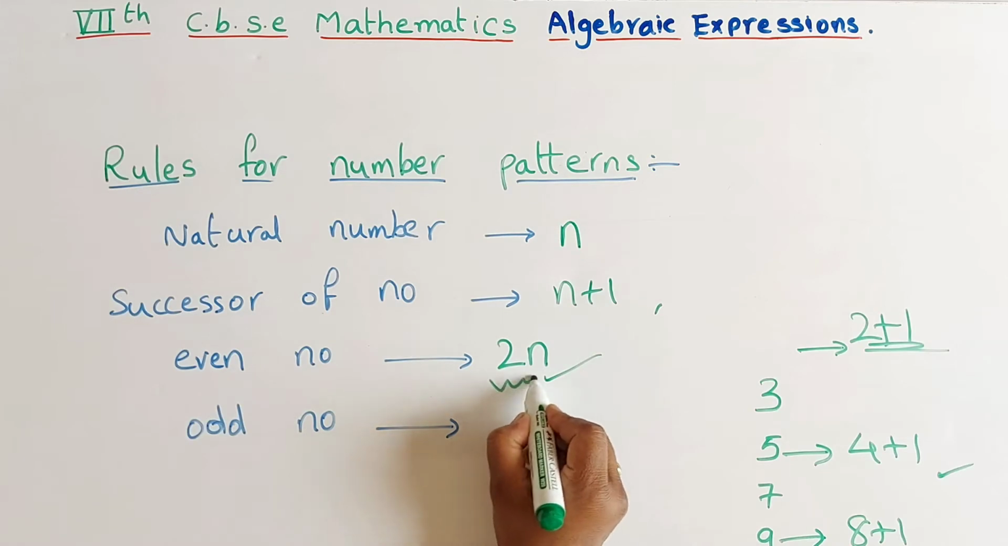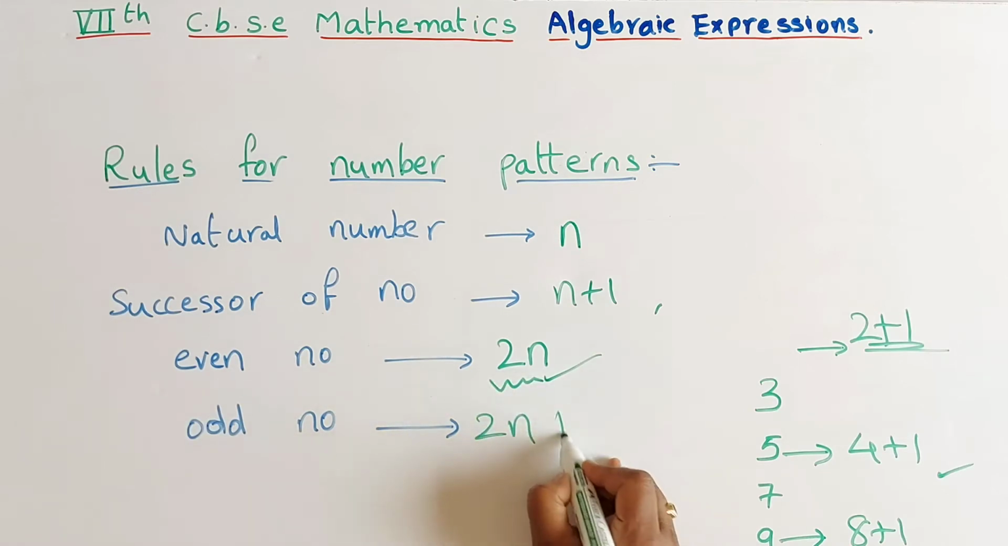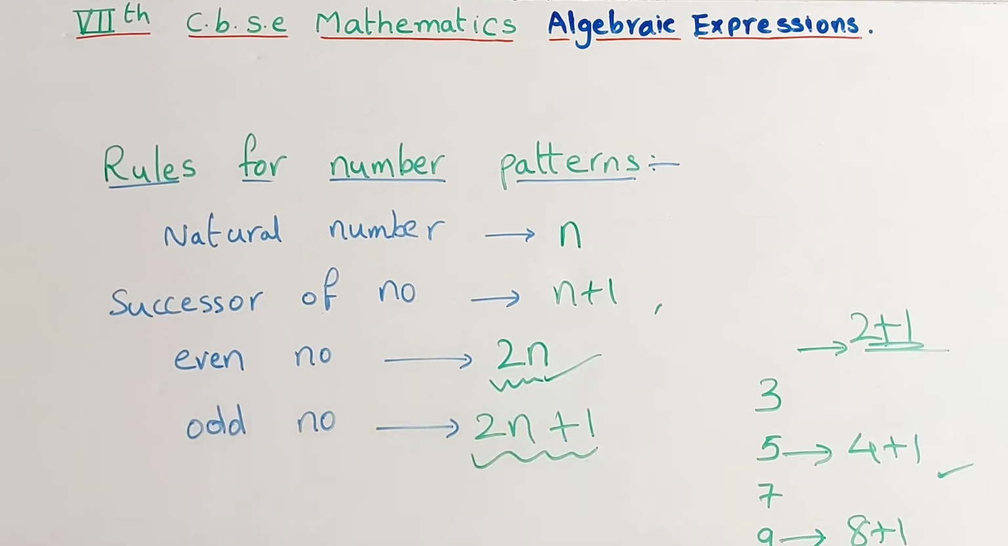So what is the even number here? 2n plus 1, if you add, this is an odd number. Right children? Take example n equal to 1: 1 into 2, 2 plus 1 is 3. If n equal to 2, 2 2s are 4, 4 plus 1 is 5. If n equal to 3, 3 2s are 6, 6 plus 1 is 7. Like that we can find odd numbers children.